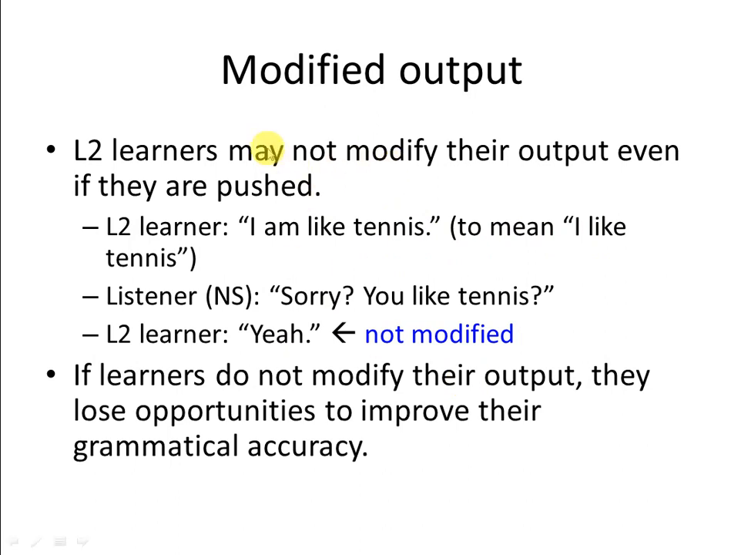But of course, second language learners may not modify their output even if they are pushed. So for example, if the learner says, "I am like tennis," to mean "I like tennis," and the listener says, "Sorry, you like tennis?" And the learner says, "Yeah." And then this doesn't involve modified output. So the learner's initial output is not modified. If learners do not modify their output, they lose opportunities to improve their grammatical accuracy. So they need to take advantage of this kind of opportunity. This actually prompts the learner to modify their output, but here the learner missed that opportunity. So the learner didn't modify his or her output.